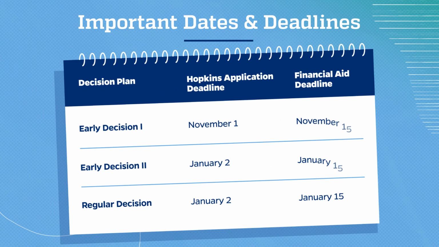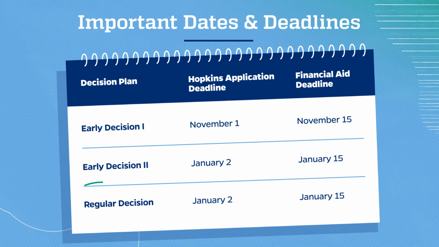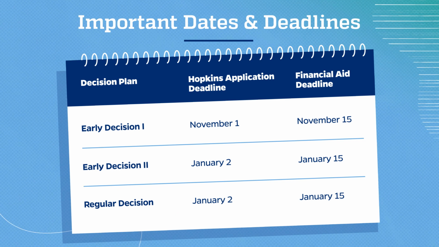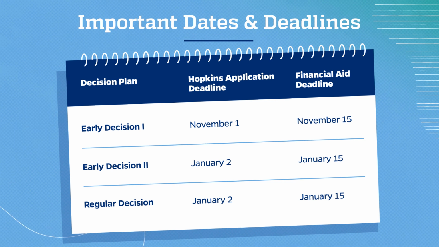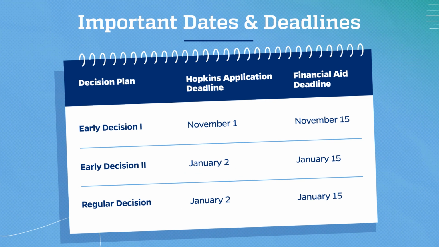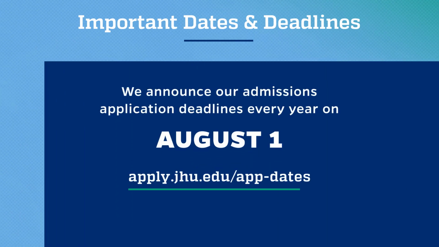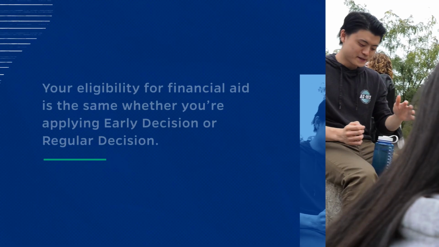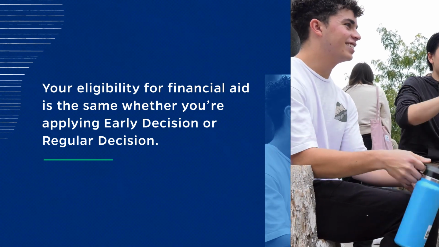If you're applying through our Early Decision 2 or Regular Decision plan, you have a little more time. Plan to submit your financial aid application by January 15th. It's also important to remember that your Hopkins admissions application is due before your financial aid application. We announce our admissions application deadlines every year on August 1st, so be sure to check the most current dates online. Your eligibility for financial aid is the same whether you're applying early decision or regular decision.